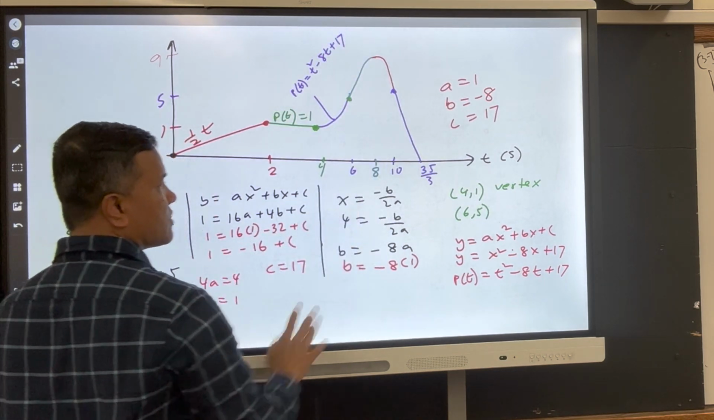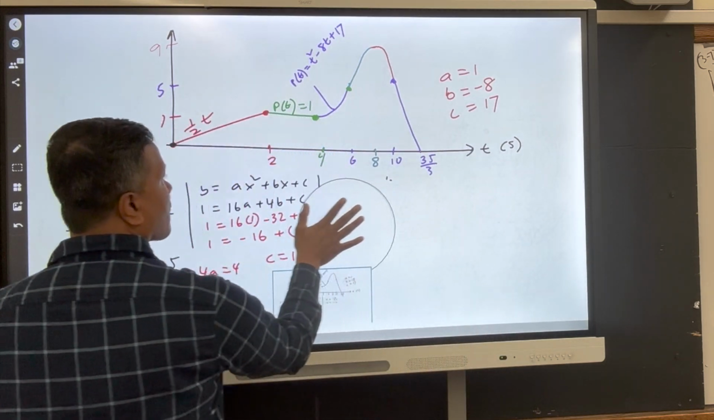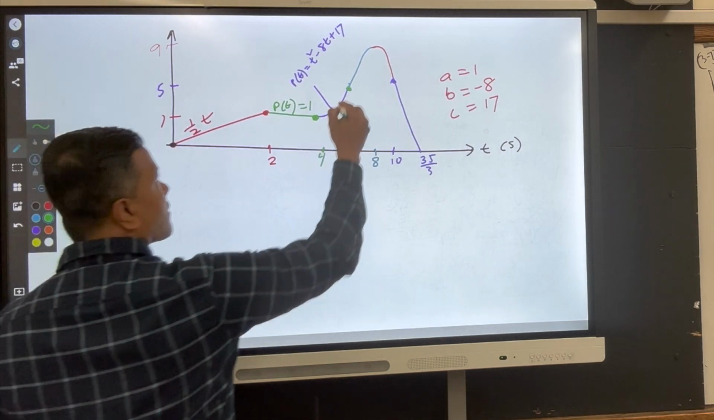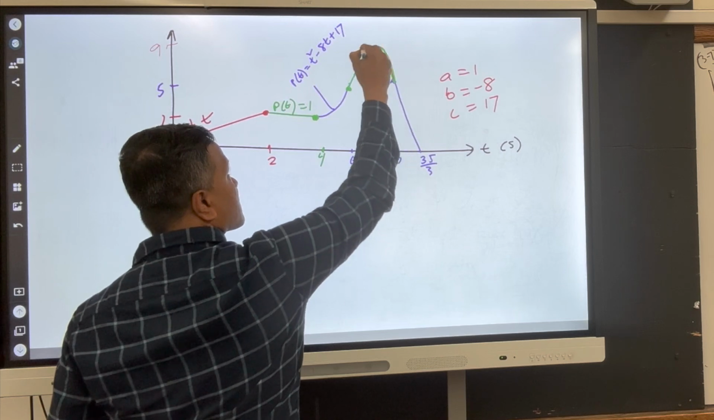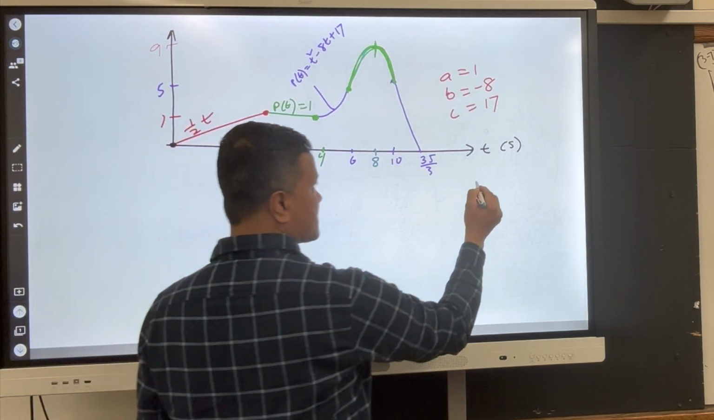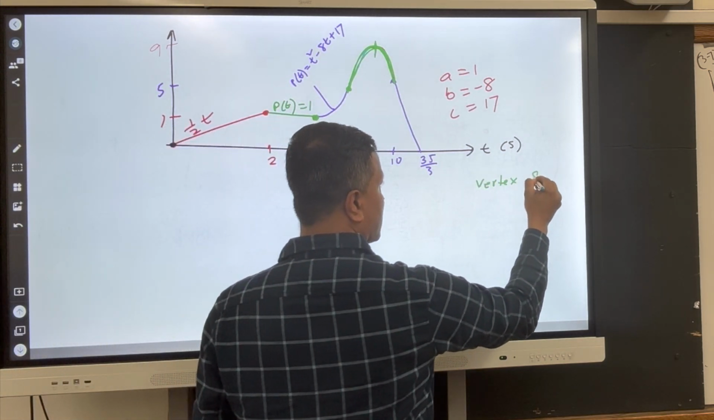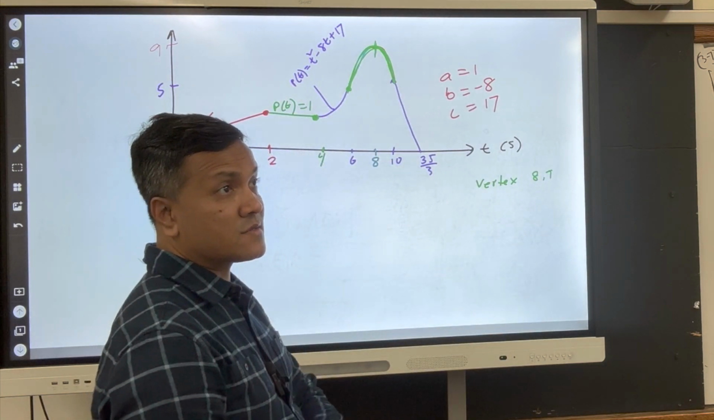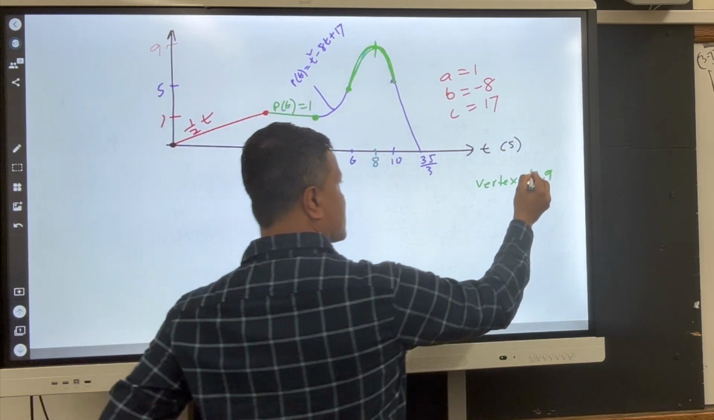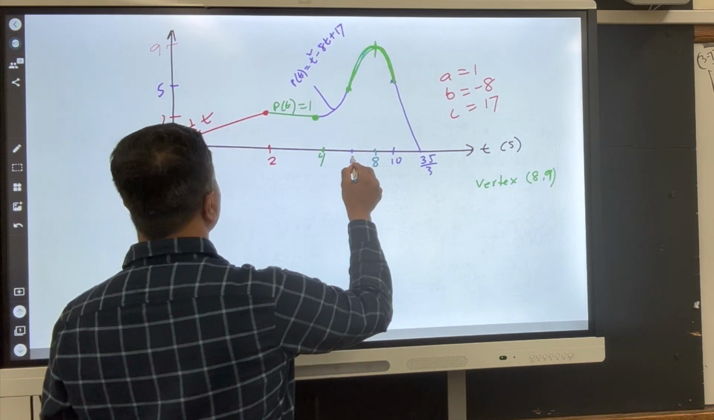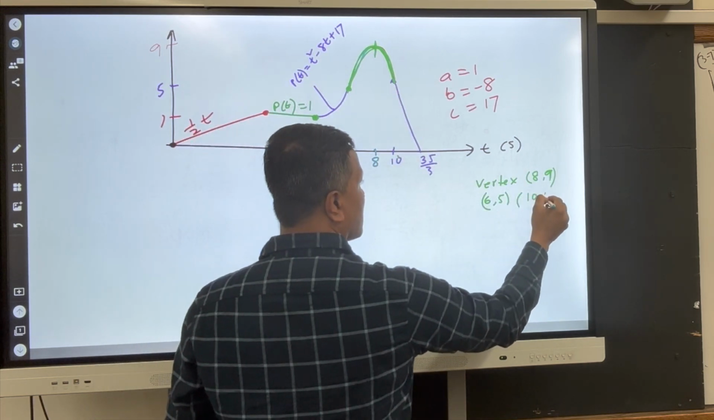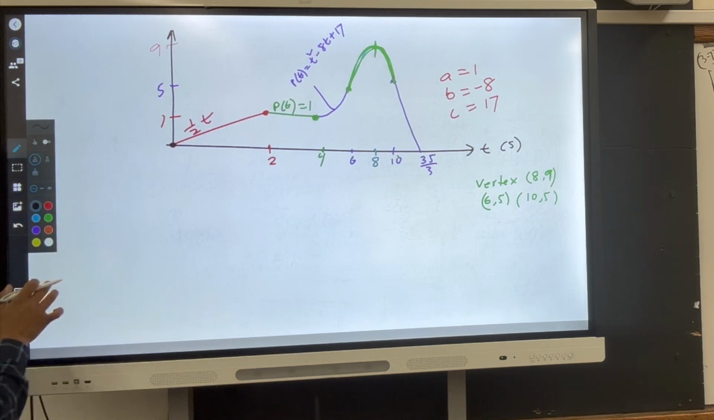All right, now let's find the blue one. We're actually going to find the whole thing. Okay, we know the vertex. Vertex is (8, 9). What time is it? Okay, we have a few minutes. The vertex is (8, 9). The other points are (6, 5) and (10, 5). All right, we have 3 points, so we're going to write it 3 times.